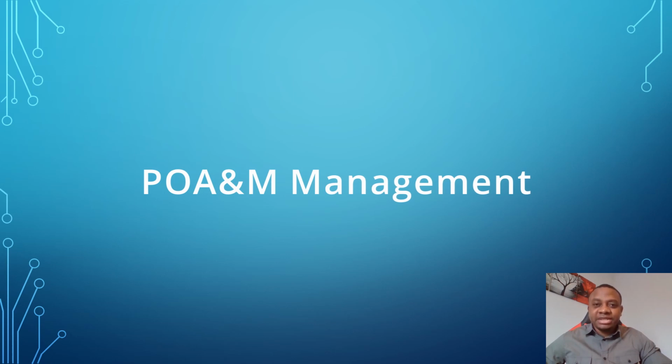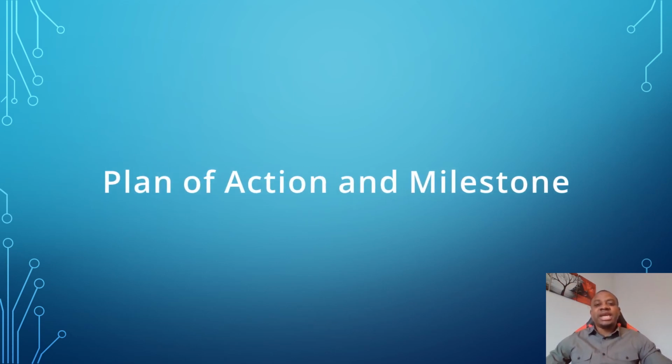Today, we'll be looking at POA&M management. Plan of action and milestone is a CA5 control. It is used to document any identified vulnerabilities, and it's also used to track those vulnerabilities to remediation.